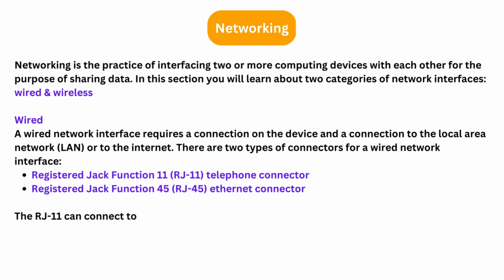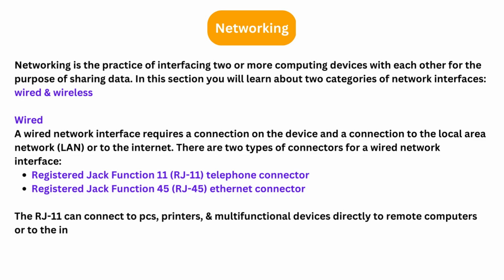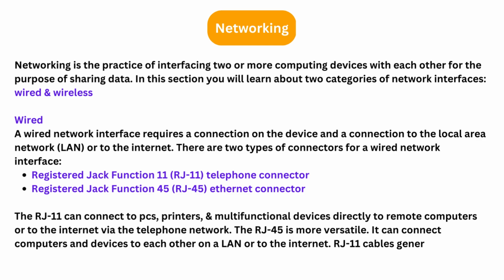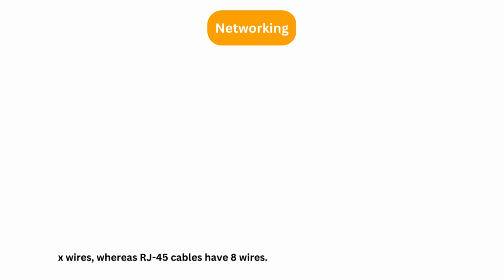The RJ11 can connect PCs, printers, and multifunctional devices directly to remote computers or to the Internet via the telephone network. The RJ45 is more versatile. It can connect computers and devices to each other on a LAN or to the Internet. RJ11 cables generally have 4 to 6 wires, whereas RJ45 cables have 8 wires.